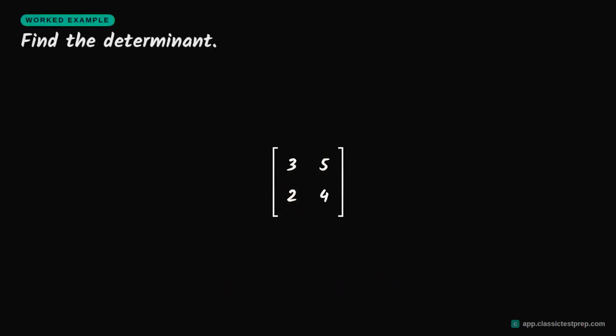Let's do an example. For a 3, 5, 2, 4 matrix, what is the determinant? It's just a definition. You don't have to know what the determinant means. You just know how to do the calculation. So 3 times 4 minus 5 times 2. That's 12 minus 10, and the determinant is 2.